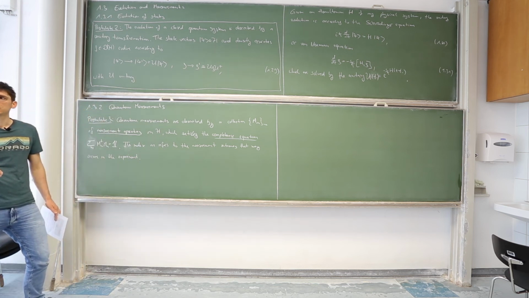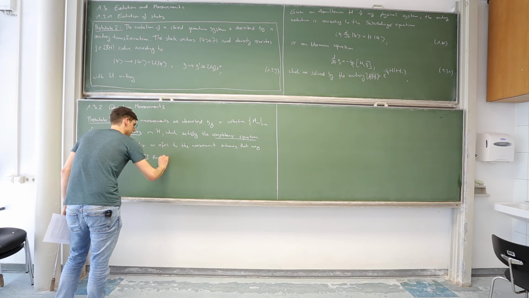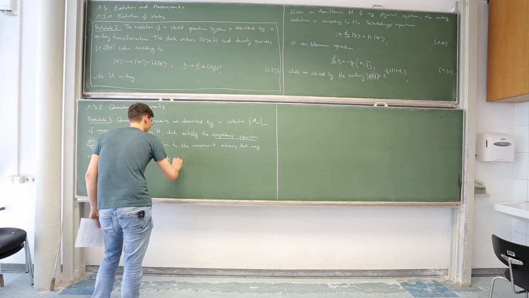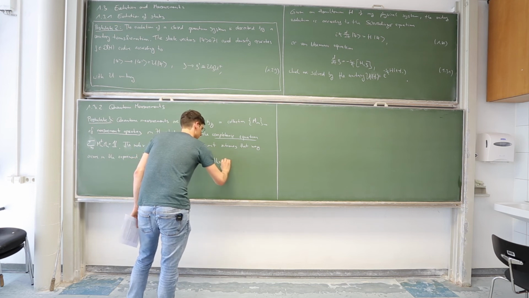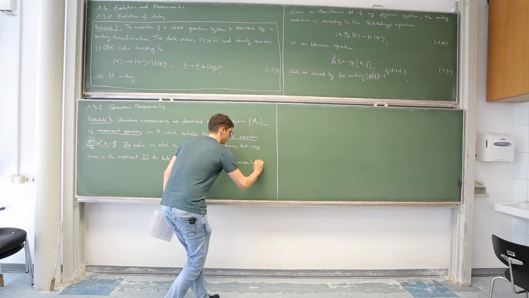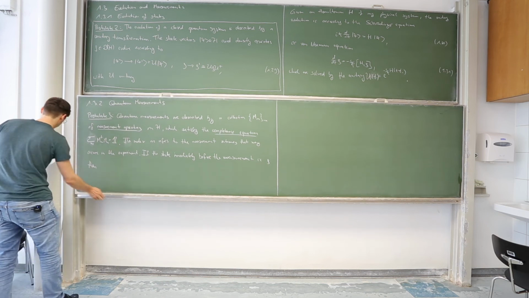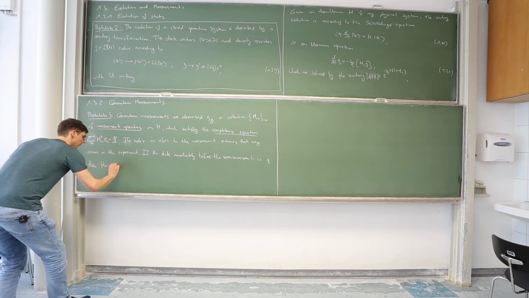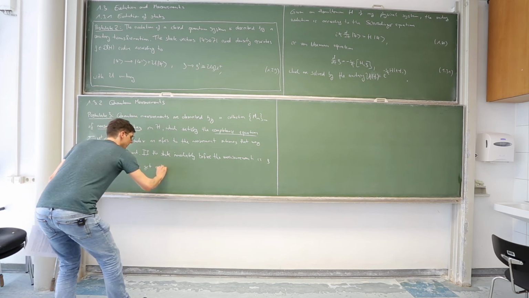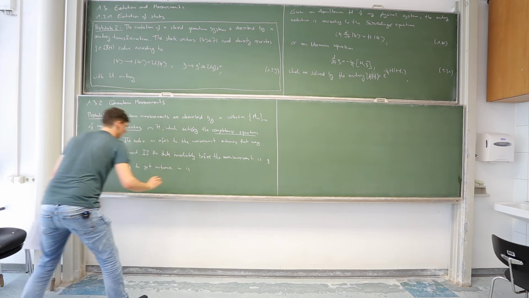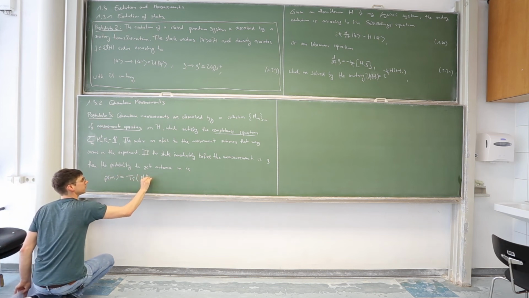Okay, so now suppose I have a state rho that I measure. If the state immediately before the measurement is rho, then first the probability to get the outcome m is p of m equals the trace of m dagger m rho.